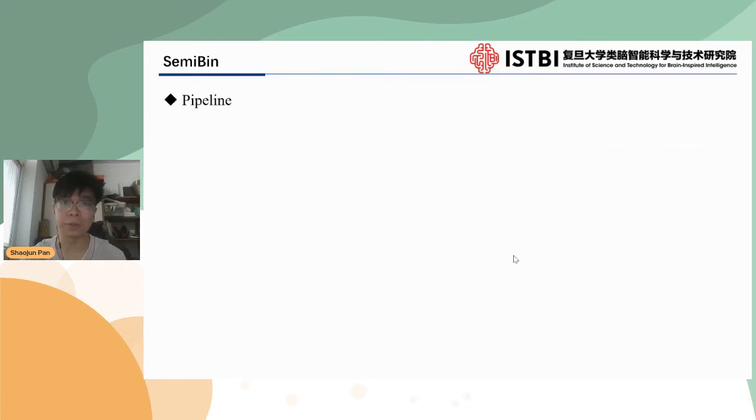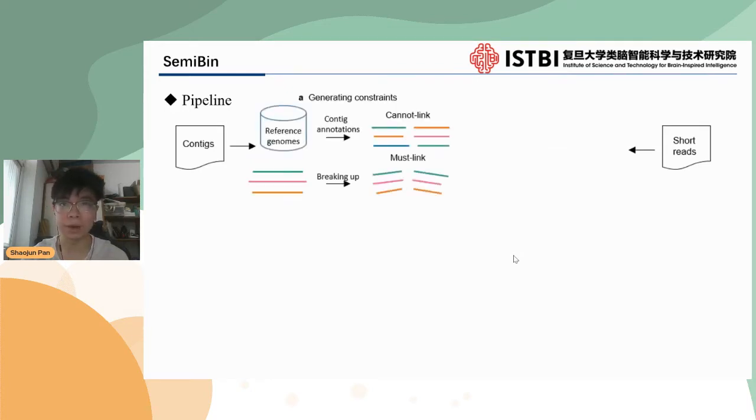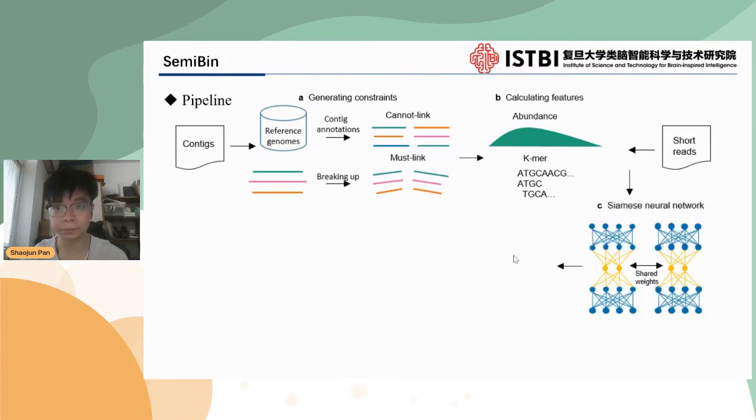So this is the whole pipeline of SemiBin. The inputs to SemiBin are the contigs and the BAM files from the mapping. First, SemiBin generates must-link constraints and cannot-link constraints as discussed before. Second, SemiBin calculates the k-mer frequencies and the abundance features that are also used in other tools. Then SemiBin trains the semi-supervised neural network with the must-link and cannot-link constraints as inputs.